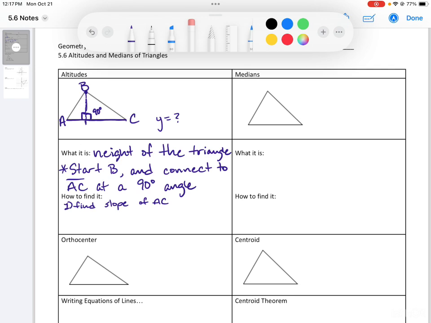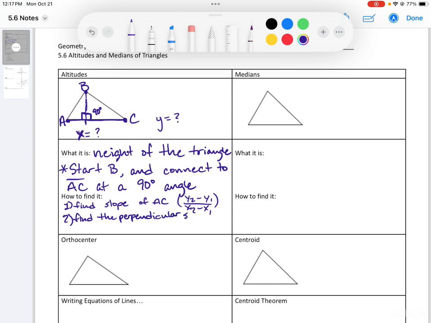to have your formulas ready. And so if you need to find the slope, it is y2 minus y1 over x2 minus x1. So if you know the points, the coordinates of A and C, you could plug those in, find their slope, and then you go to step 2, which would be find the perpendicular slope.